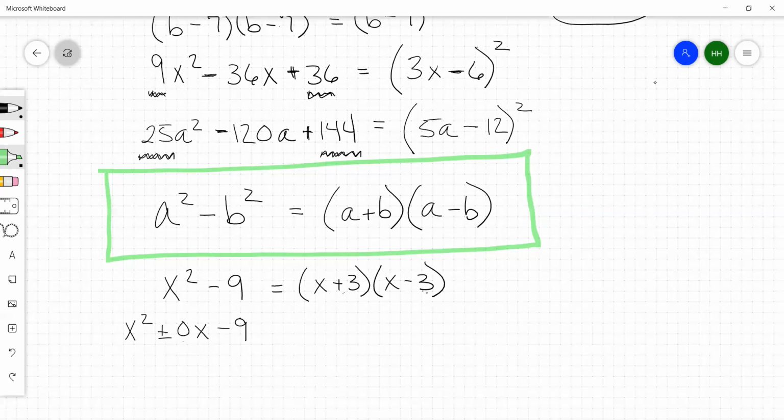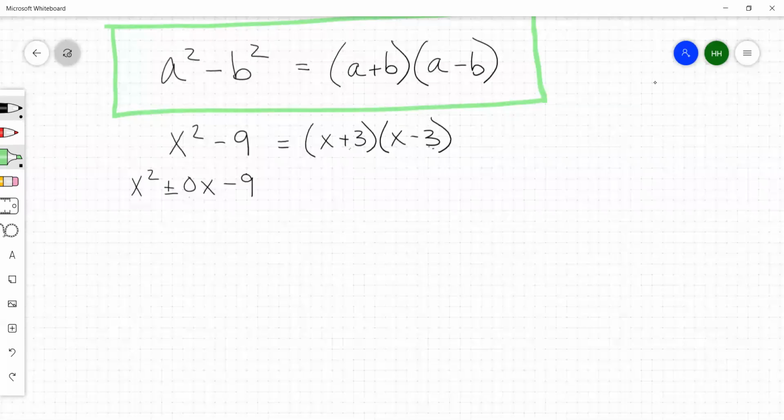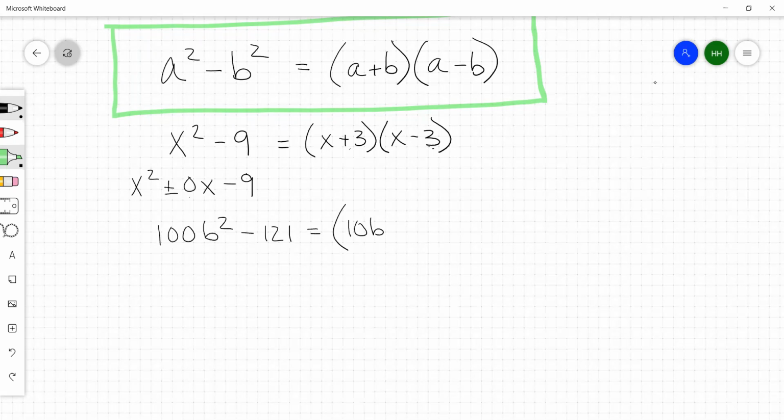Okay, so the third type of perfect square is when there's no middle term, and the first term is a perfect square and the last term is a perfect square. And you'll see these in all shapes and forms. This could be 100b squared minus 121. Those are both perfect squares. So this is 10b plus 11 times 10b minus 11.